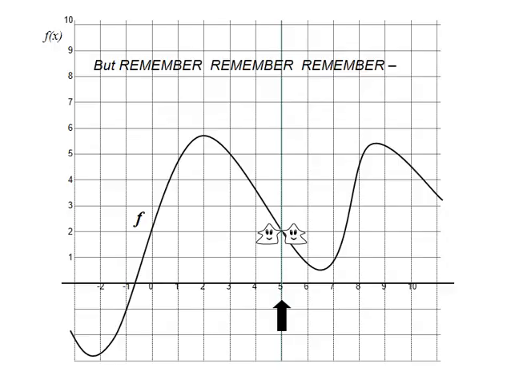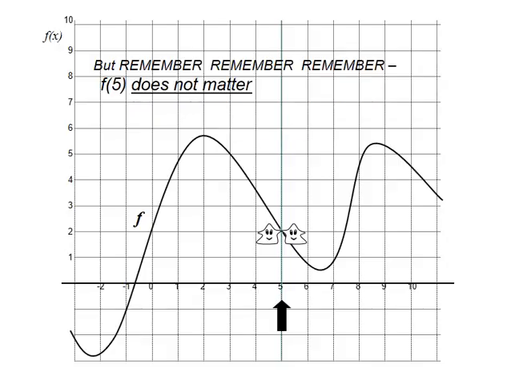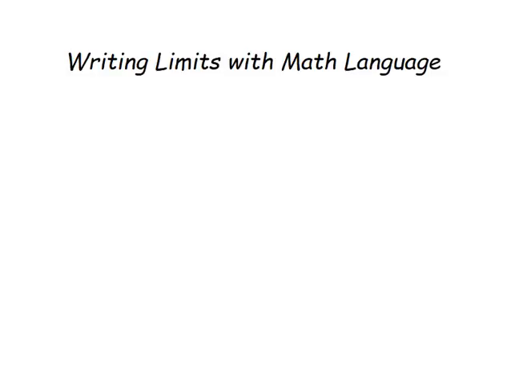But remember, f of 5 does not matter. F of 5 could be 2. F of 5 could not even exist, a hole. And the limit is still 2. F of 5 could jump to 4.5. But the limit is still 2.